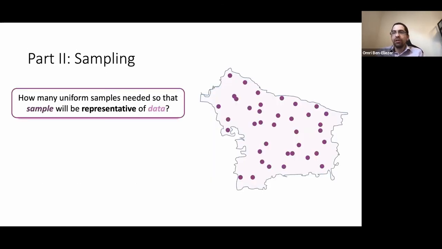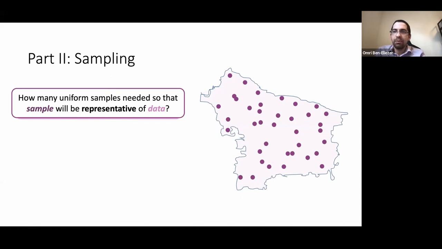Okay, so this was the first part of the talk about generic techniques to turn streaming algorithms into robust ones. In the second part, I'll give a few more details on a specific line of work on the robustness of sampling against adaptive adversaries. And along the way, we will see some interesting connections to other areas.